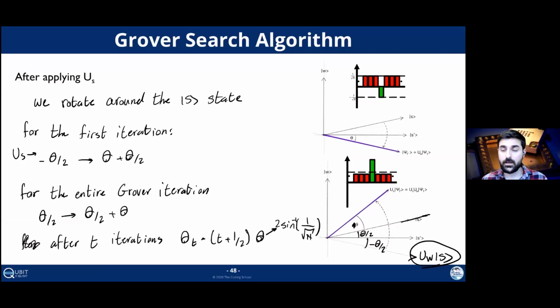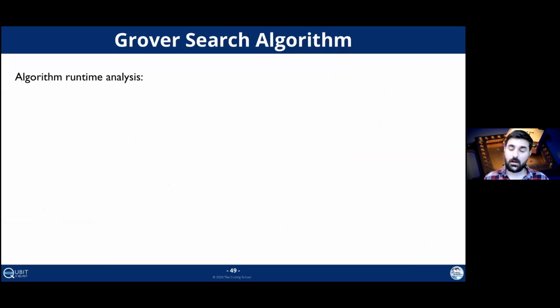So what you can see is as we do more and more Grover iterations, the resulting state goes higher and higher, closer and closer to the W state. Okay, so let's use this tool to look at the runtime.